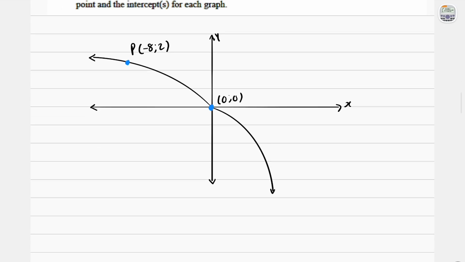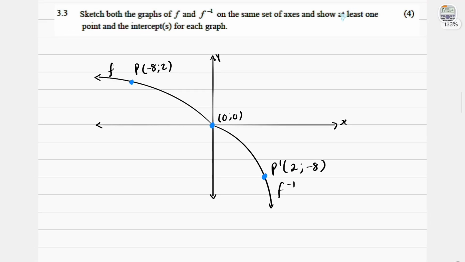And now we can also just draw this point and what it would look like on the inverse. So this is the original graph f. This is the inverse. And this point wouldn't be -8 and 2. It would be 2 and -8. So we can just put that down and say this is, I'll call it P prime. This is 2 and -8. And that is what our graphs would look like.